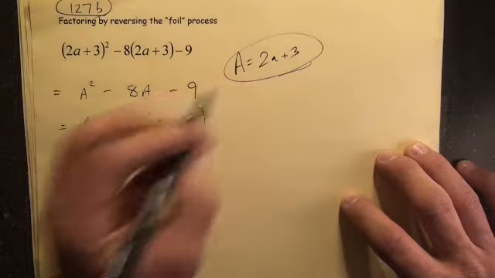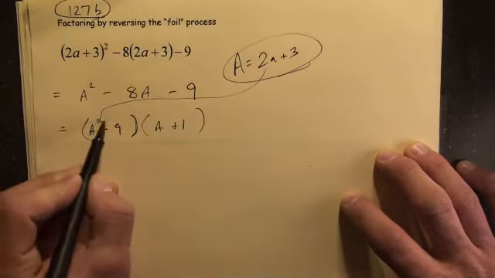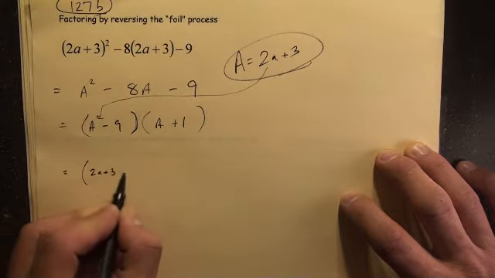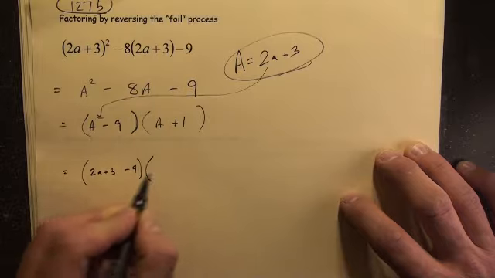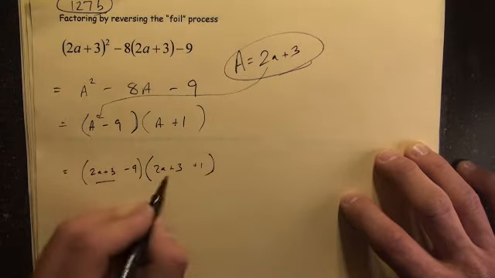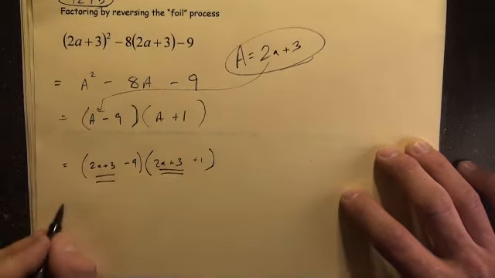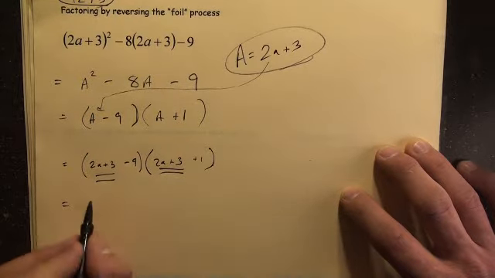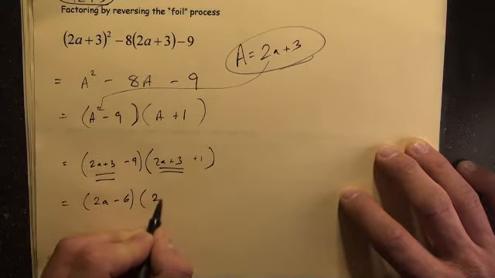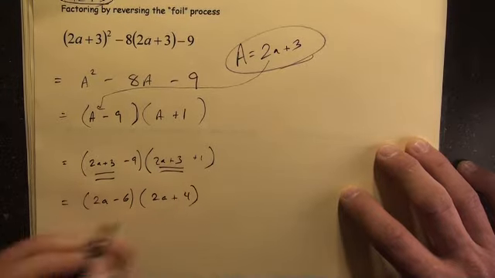So we're going to go back and resubstitute here. So now we can change this to 2a plus 3 minus 9 times 2a plus 3 plus 1. Here's the substitution. Then we just simply combine like terms. We get 2a minus 6 times 2a plus 4.